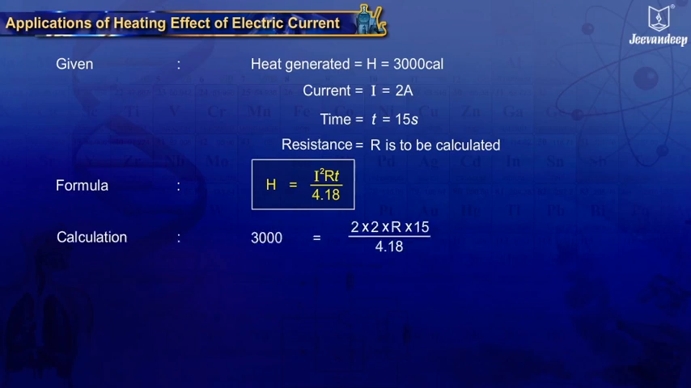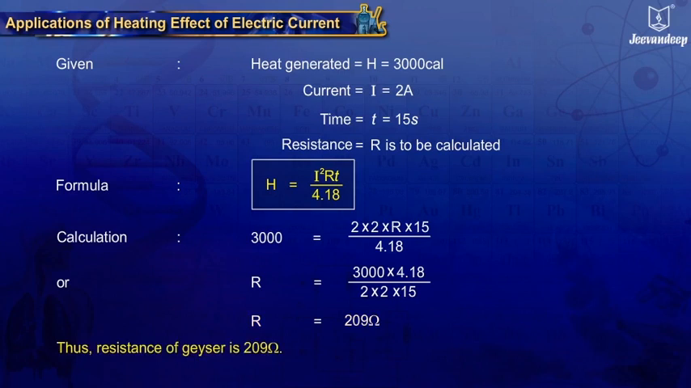Calculation: putting the values in the formula, we get 3000 equals 2 multiplied by 2 multiplied by R multiplied by 15 upon 4.18, or R equals 3000 multiplied by 4.18 upon 2 multiplied by 2 into 15. Therefore, R equals 209 ohm. Thus, resistance of geyser is 209 ohm.